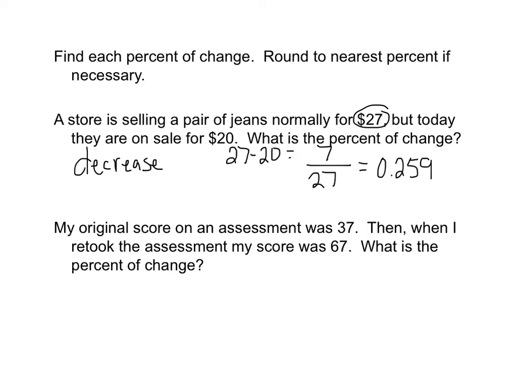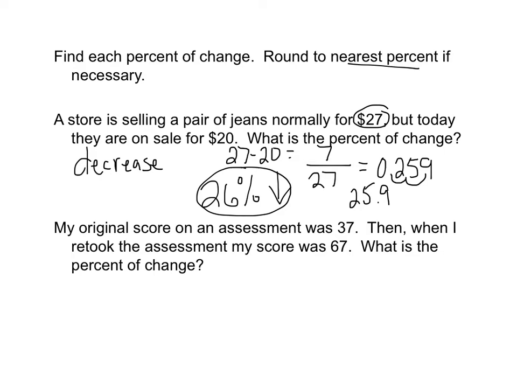But because we're rounding to the nearest percent, if we move our decimal point over 2 spots, that would make it 25.9, but that 9 tells us we're going to round up. So essentially, this is a 26% decrease because the price went down.